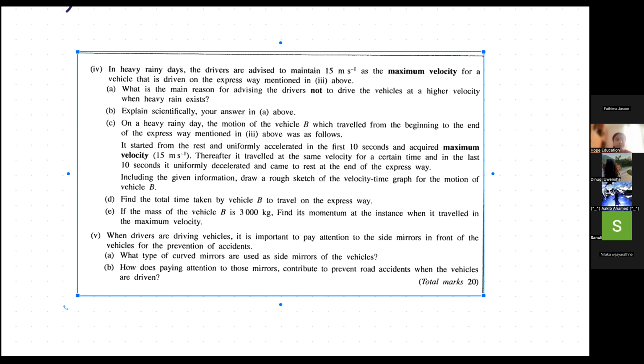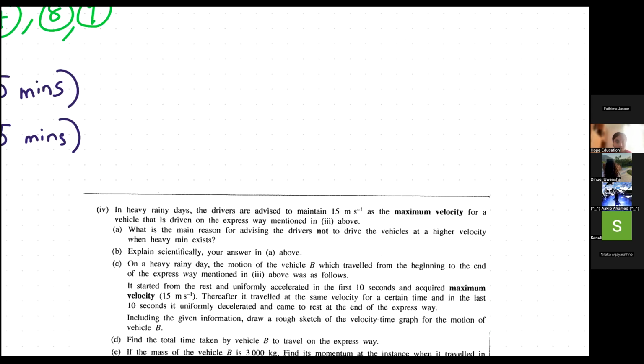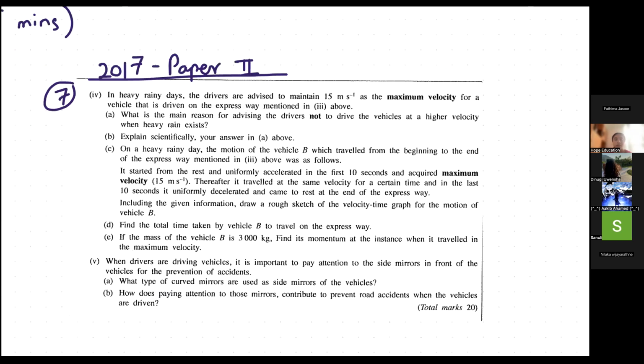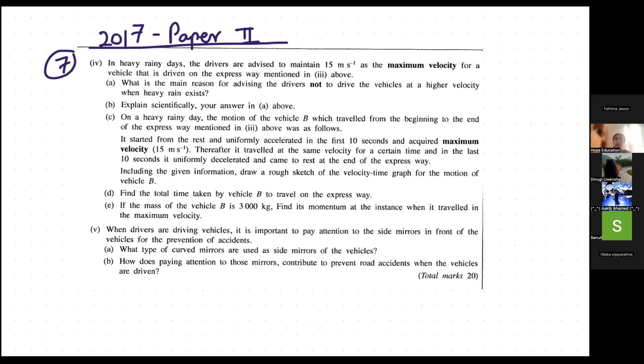Yes, this is the 2017 paper. Let me put here 2017 paper 2. Okay, 7th question. Roman number 1, 2, 3 we have finished as you all said. So today we have to discuss from Roman number 4 onwards. Okay. Then go to the place where you wrote your answer, we will correct.